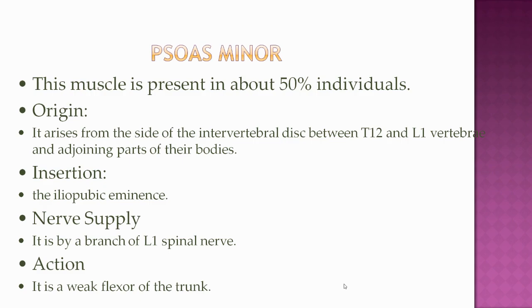Psoas minor muscle is present in about 50% of individuals, and it takes origin from the side of the intervertebral disc between T12 and L1 vertebra and adjoining part of their bodies. It takes the insertion into the iliopubic eminence, and it is supplied by a branch of the L1 spinal nerve, and it is a weak flexor of the trunk.